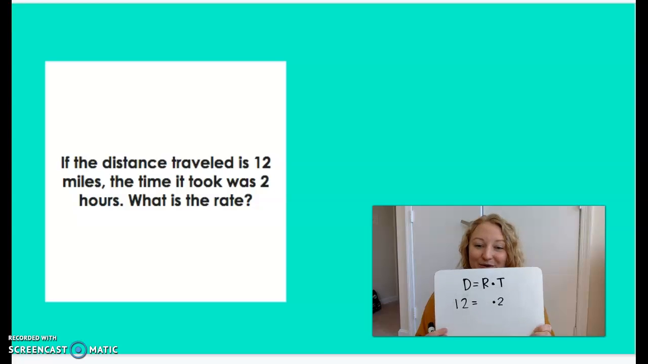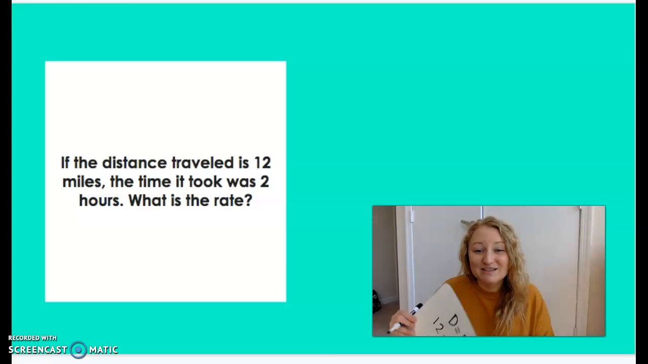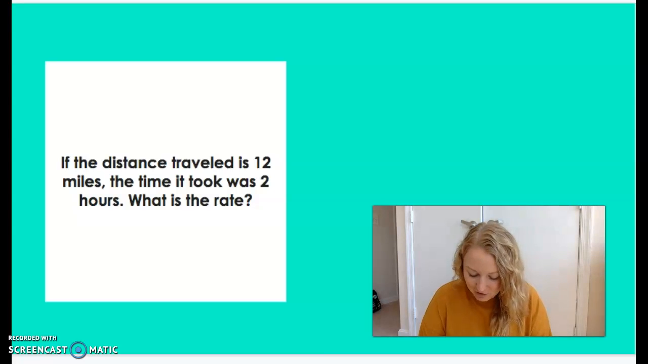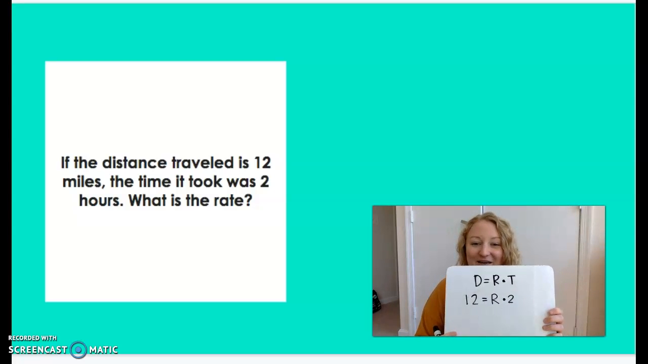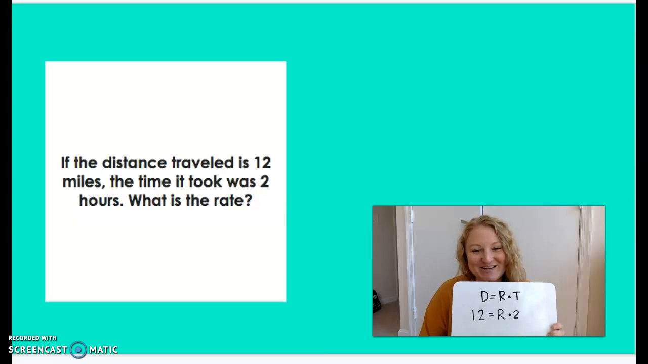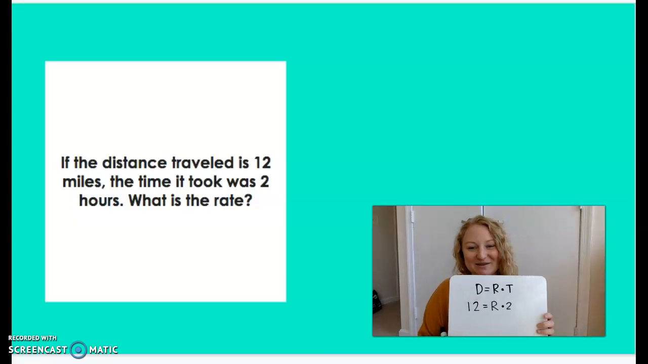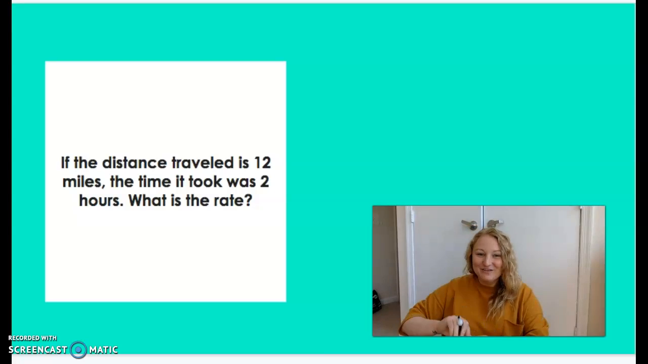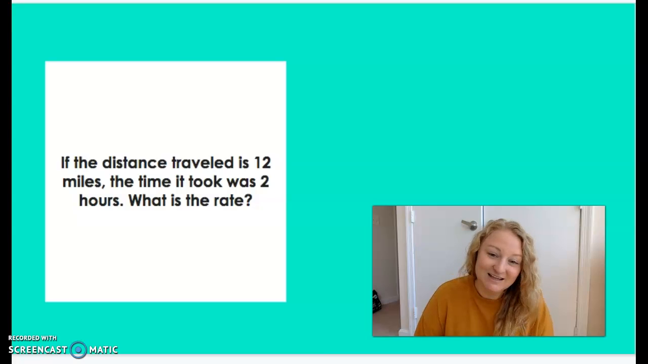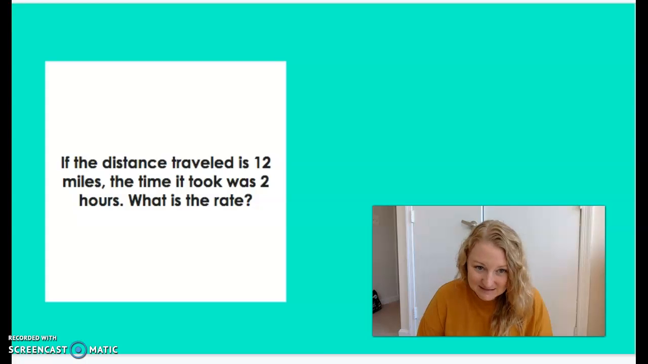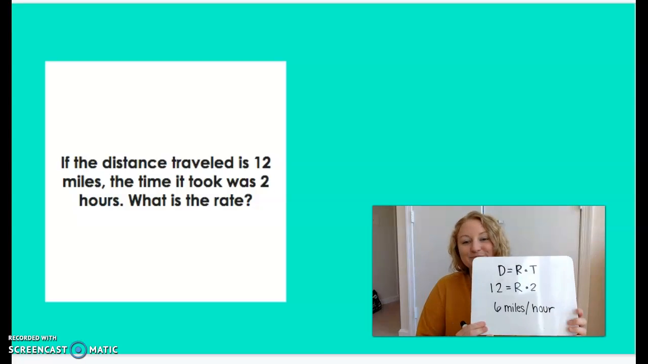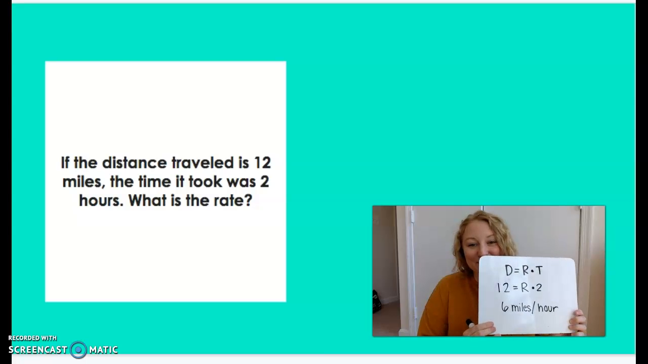Now I'm trying to find the rate. The rate is my unknown. So that's going to stay a variable. I'm going to keep that R. Now I have 12 equals R times 2. Now this one-step equation I can do using mental math. I can ask myself what times 2 equals 12. So I would know that my rate is 6. And now I would write that they're traveling 6 miles per hour. So that's my rate, 6 miles per hour.